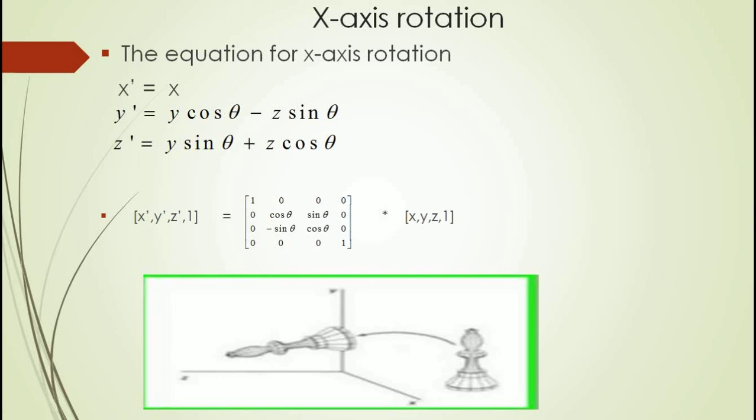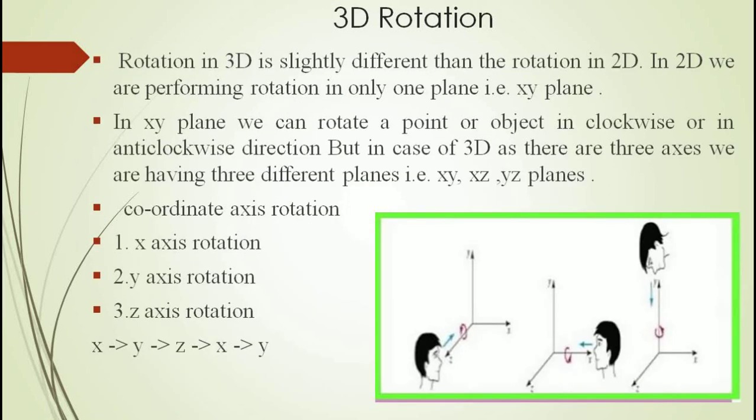Okay, so in the x, y, z axes we see that if there is x-axis rotation, then the x value does not change, only the y and z values change. In the y axis, the y value does not change, only the x and z values change, and in the z axis, the z value does not change and the x and y values change. So in 3D rotation, the only difference is that the z plane is added, and that's why 3D rotation is more complicated.